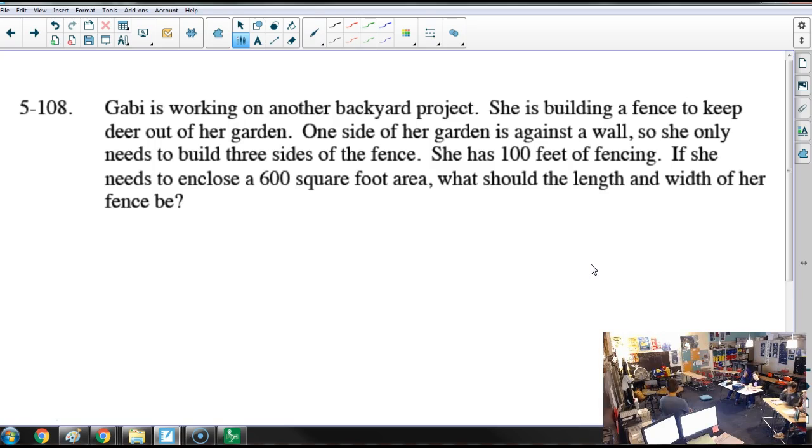If she needs to enclose a 600 square foot area, right? She doesn't have her garden yet, but she's making this garden. She knows based off what she wants to grow, she needs to have 600 square feet. How can we figure that? Let's draw a picture. So on our paper, let's make the wall first off.